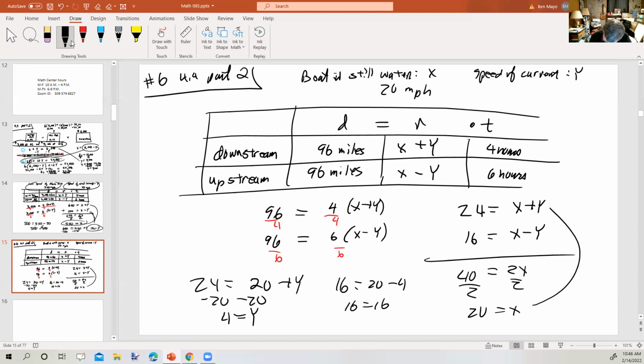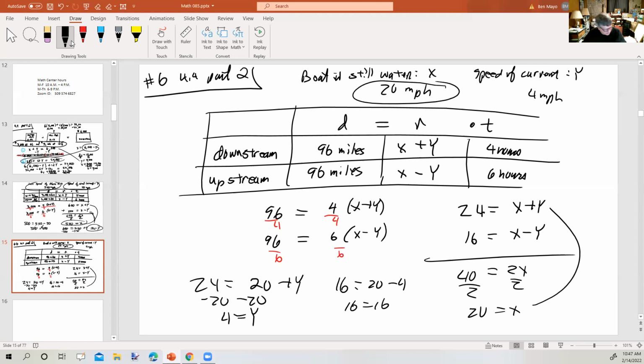So the boat in still water is 20 miles per hour. The speed of the current would be what? 4 miles per hour. The actual question just asked for the speed of the boat, so this is the answer that you would put into the box. Questions on that problem?